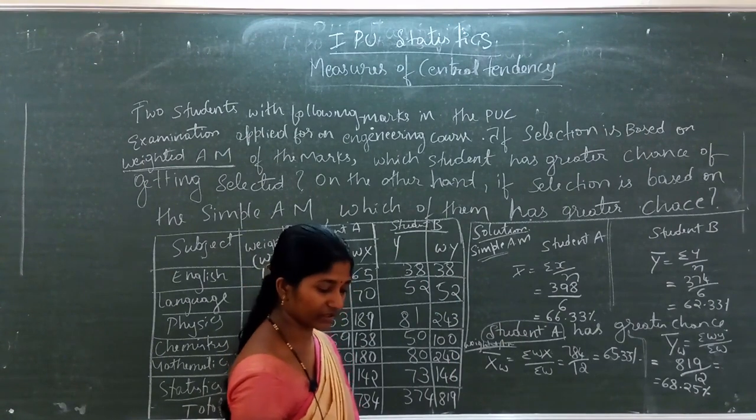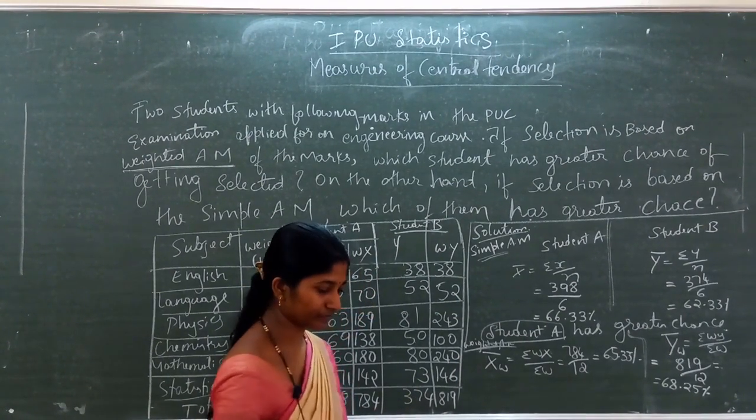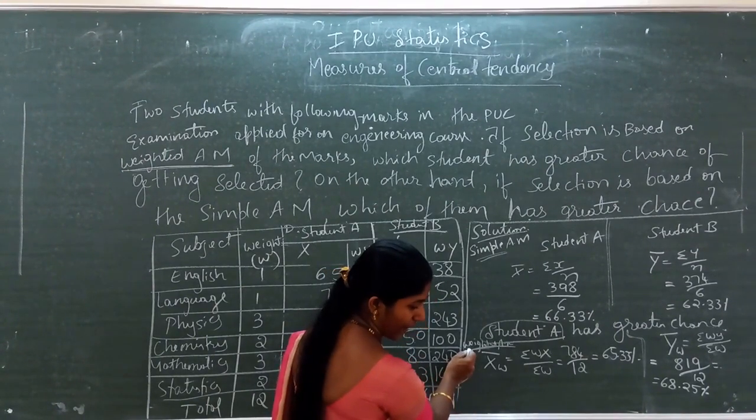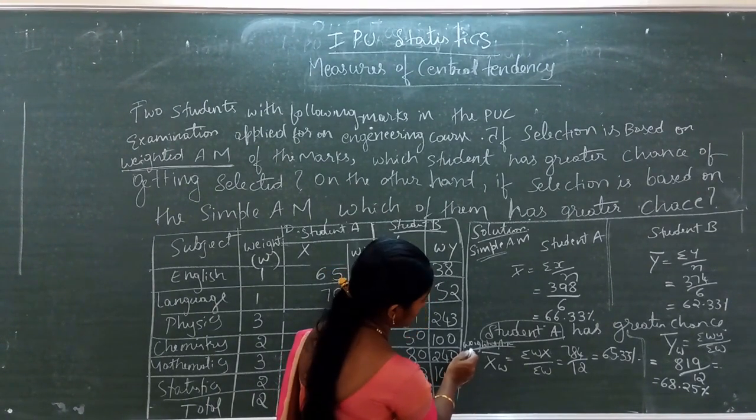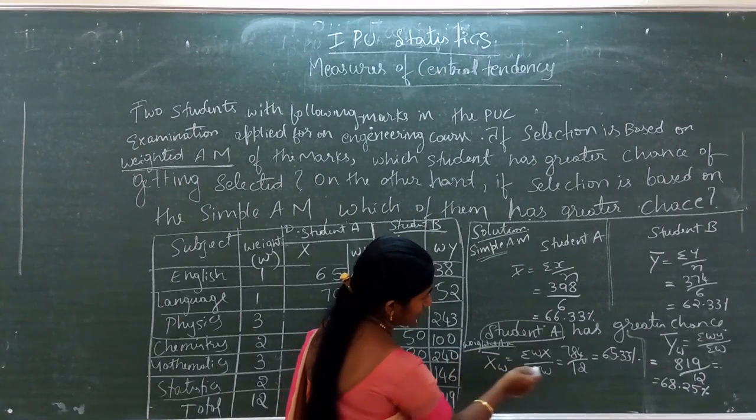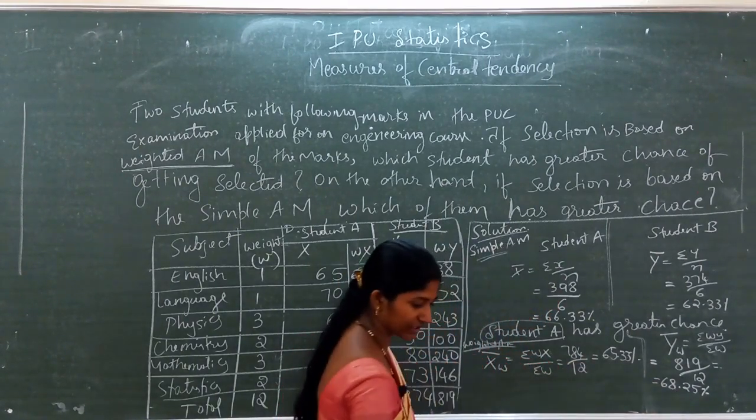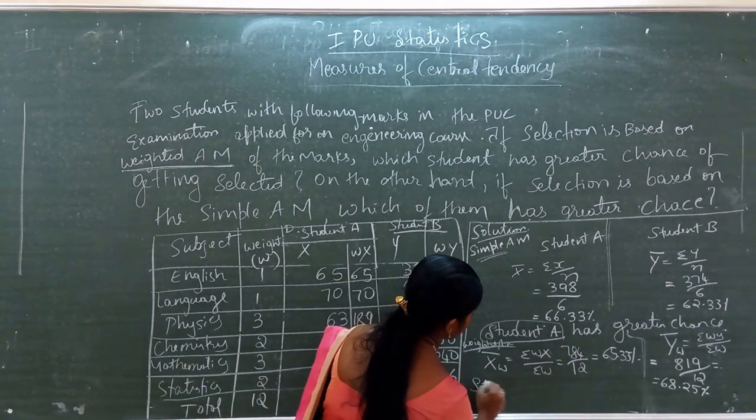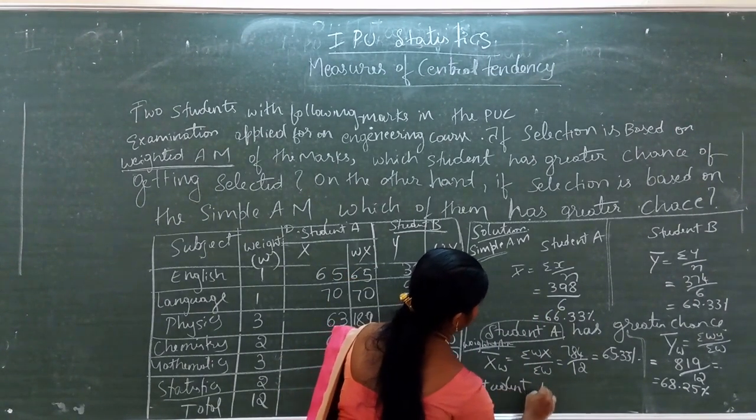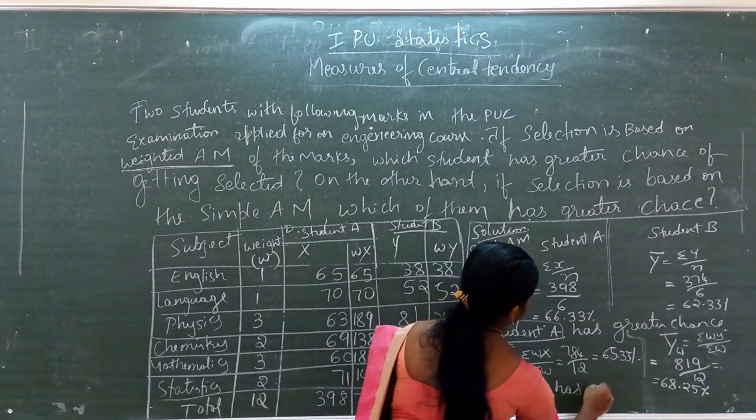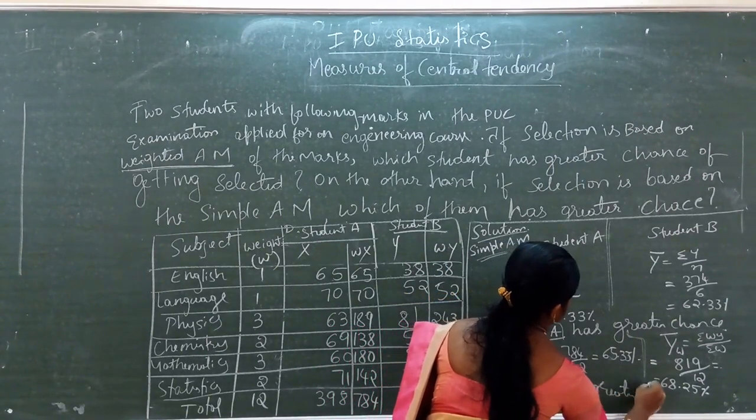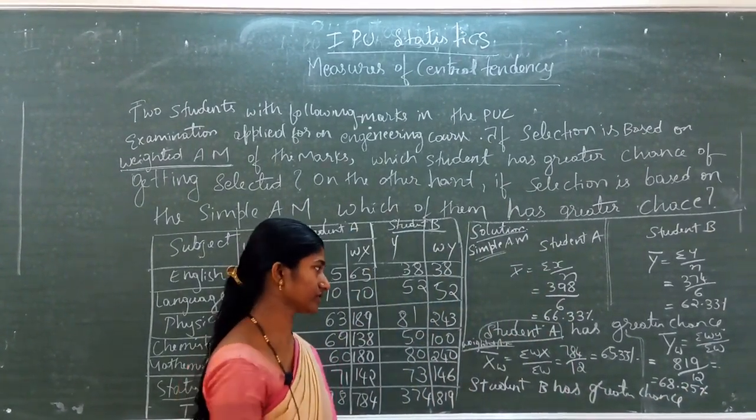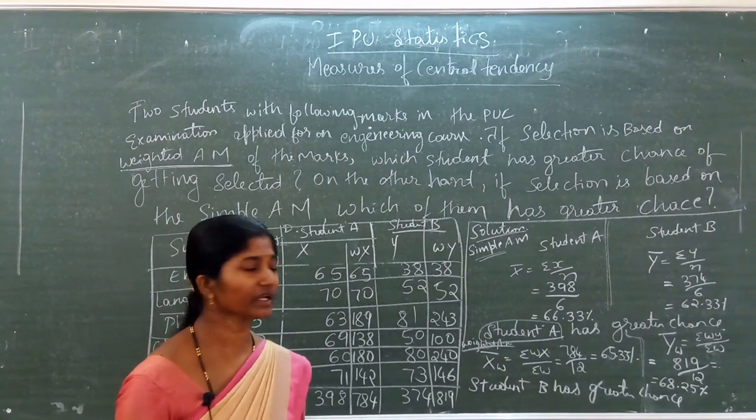Now observe these two. Since we are using the weighted average, we compare 65 and 68. Which one is greater? Greater is student B. Therefore student B has a greater chance of getting selected.